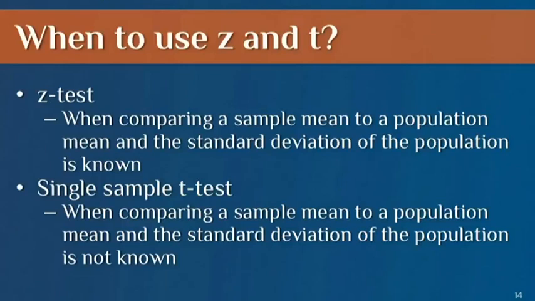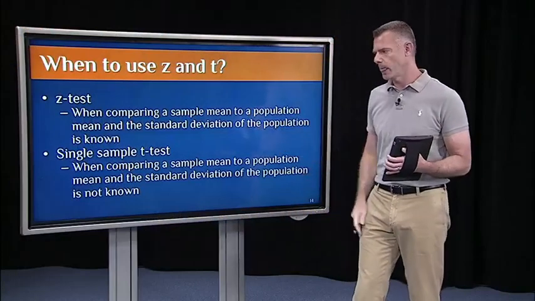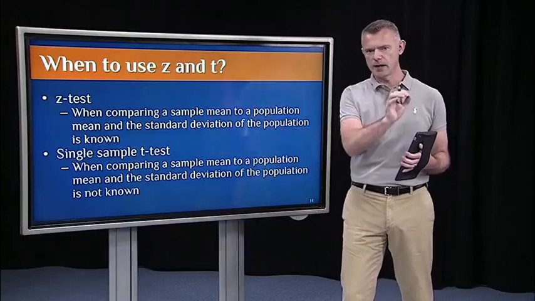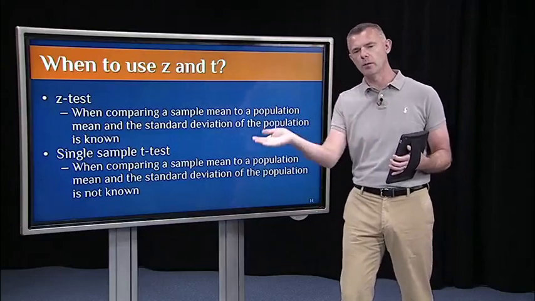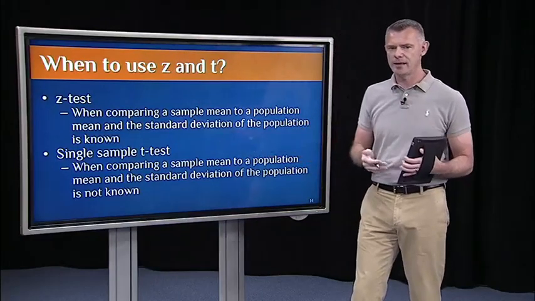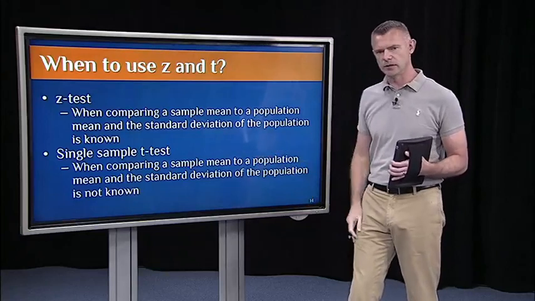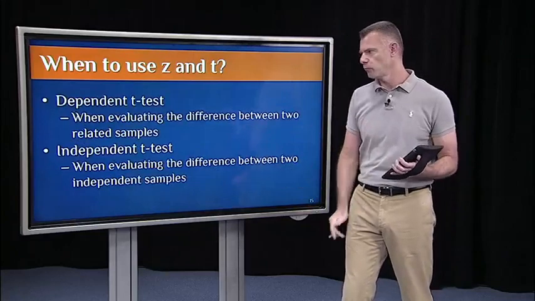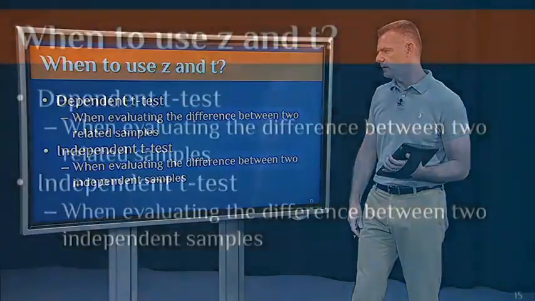As I've been saying throughout the course, we typically don't know the population parameters. That's why we sample and we deal with sampling error and all of that. So this is a rare instance where we would know those values about the population, so I'm not going to spend a lot of time on that. The single sample T is analogous to that. You're comparing a sample mean to a population mean, but you don't know the population standard deviation. Again, that's rare, and these tests are really simple to do, so I'm not going to spend much time covering the details. What I will do is cover dependent and independent.